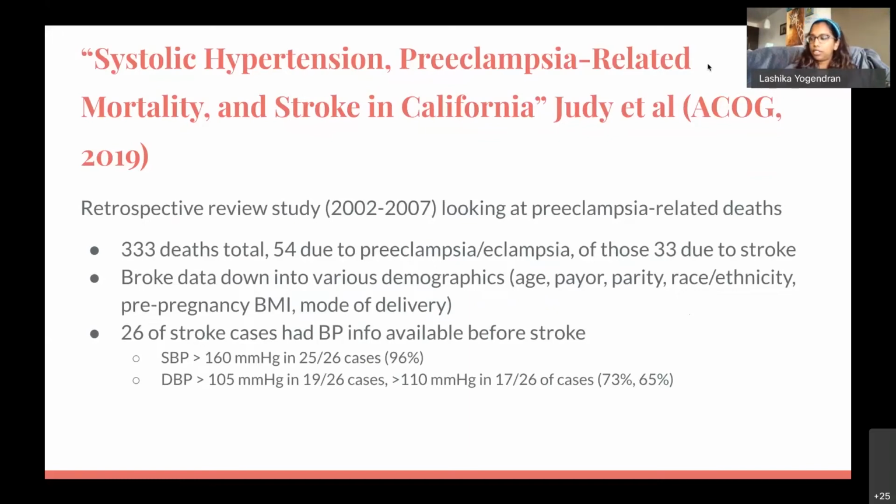So just another study that at that time was potentially indicating, or I guess more recently indicating, that systolic blood pressure is something to seriously consider when thinking about adverse maternal outcomes.